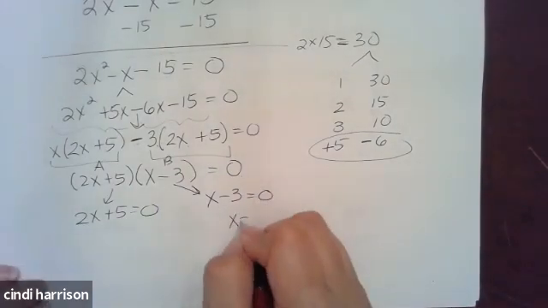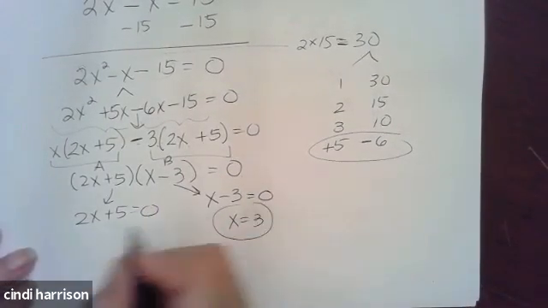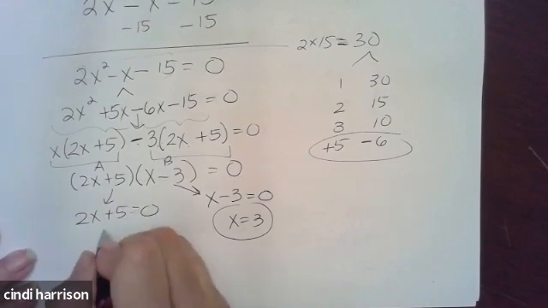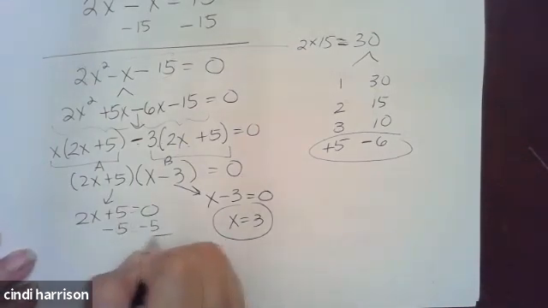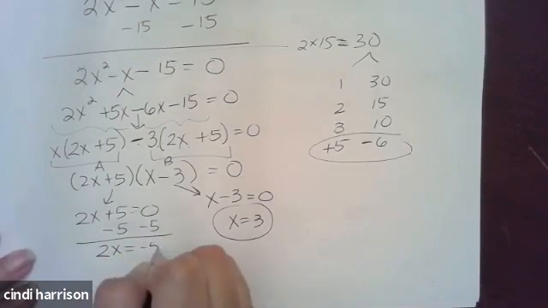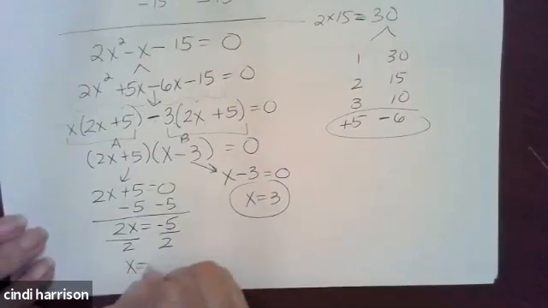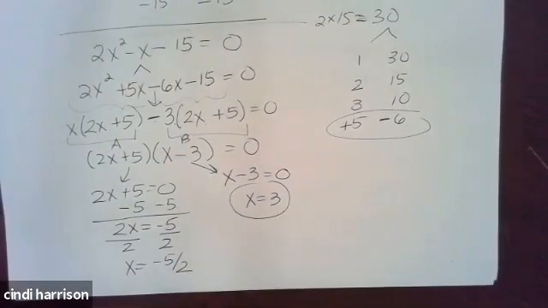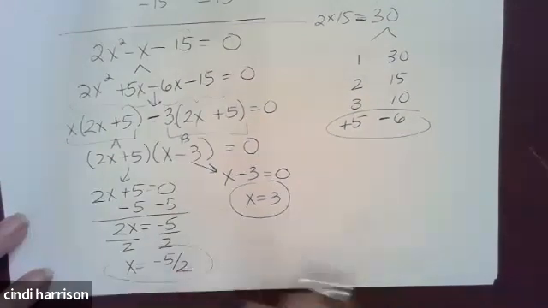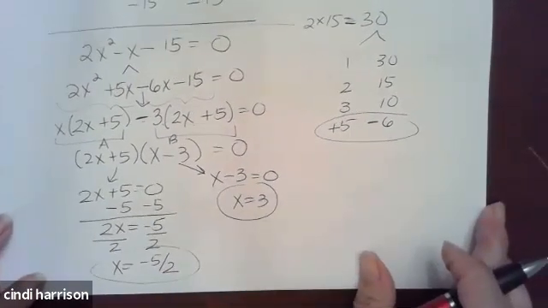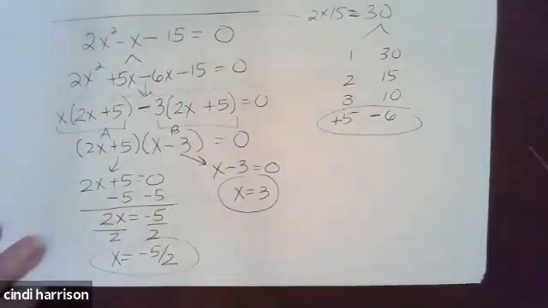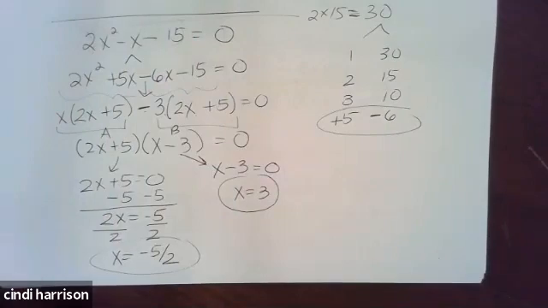This one's easy. That's just x equals 3. For this one, there's a few more steps. I need to subtract 5 from both sides and divide both sides by 2. So x equals -5/2. So that would be our other answer. So again, on the final, follow the directions. If it says solve by factoring, I'm going to be looking for you factoring it because this could actually be solved by the quadratic formula also.